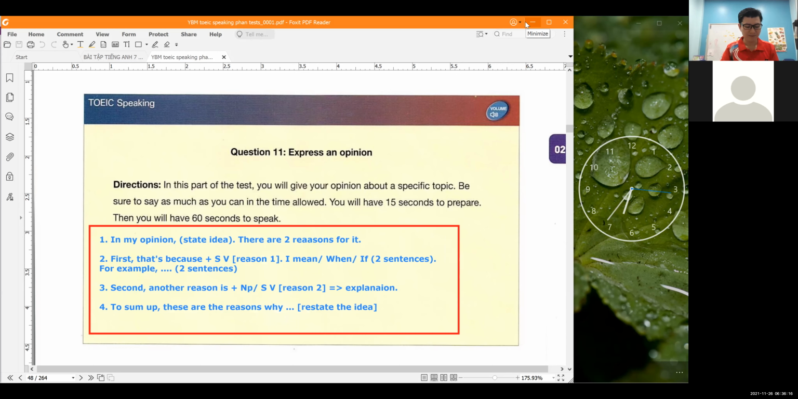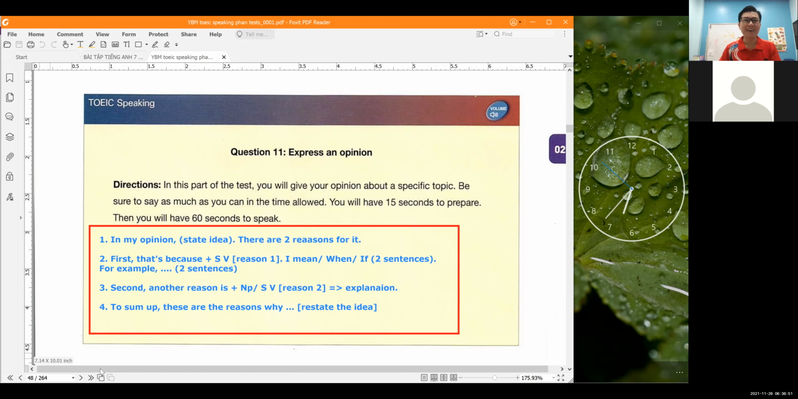In this part of the test, you will give your opinion about a specific topic. Be sure to say as much as you can in the time allowed. You will have 15 seconds to prepare. Then you will have 60 seconds to speak. Do you agree or disagree with the following statement? Internet advertising is the most effective way to reach your target customer. Give specific reasons and details to support your opinion. Begin preparing now.